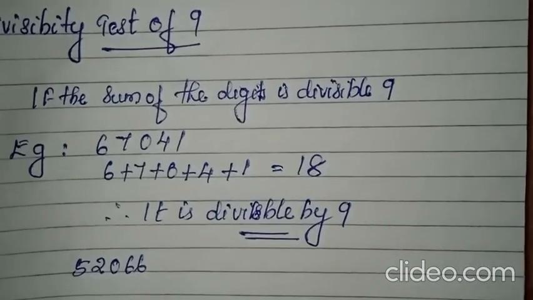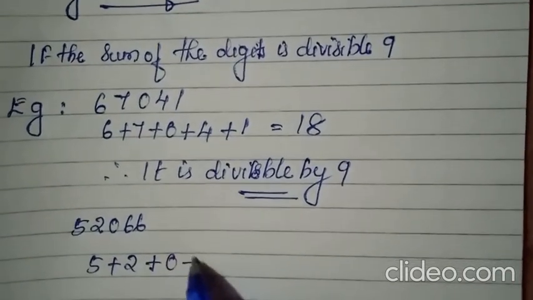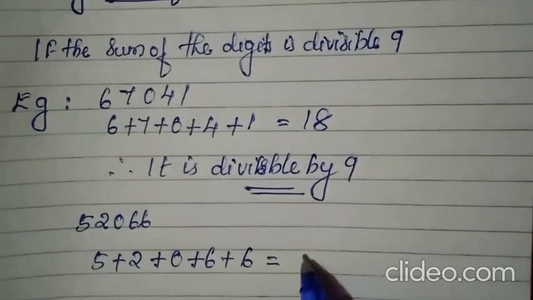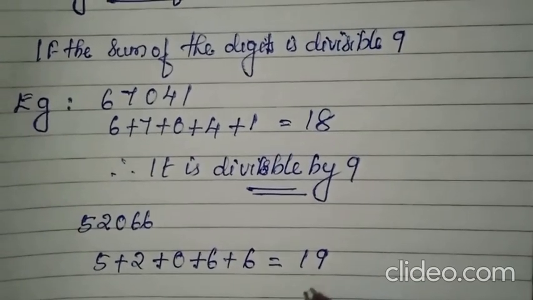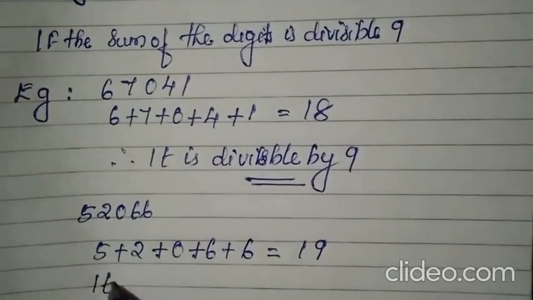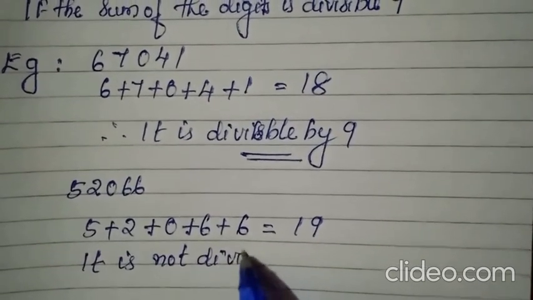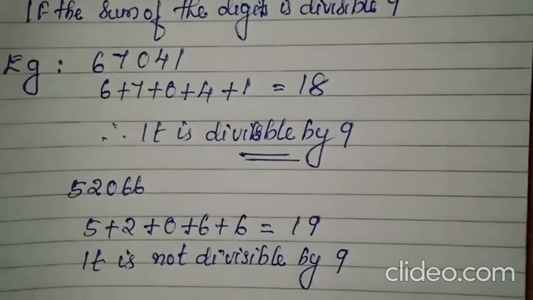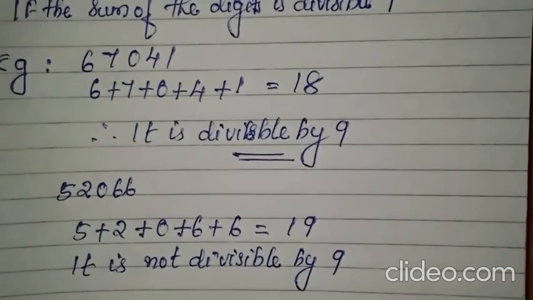52,066. So 5 plus 2 plus 0 plus 6 plus 6. While adding we will get 19. 19 is not in the table of 9. So it is not divisible by 9. Understood? In this way we are finding the divisibility test of 9.